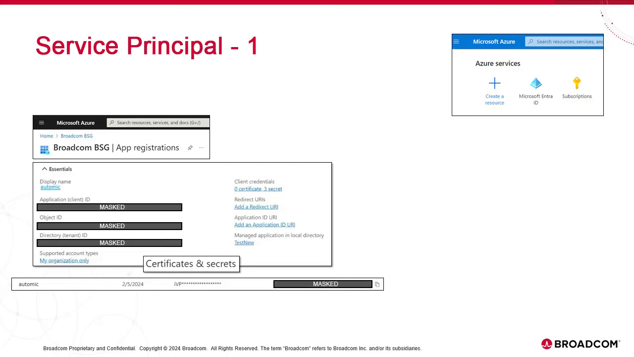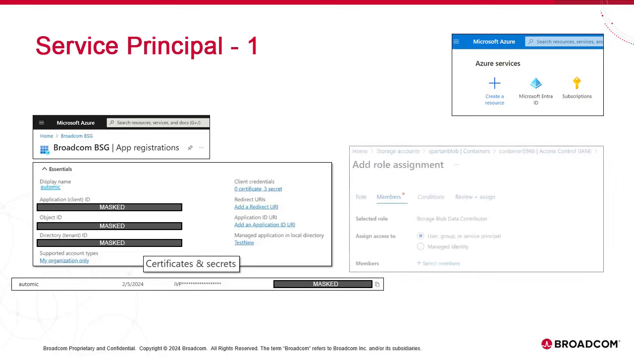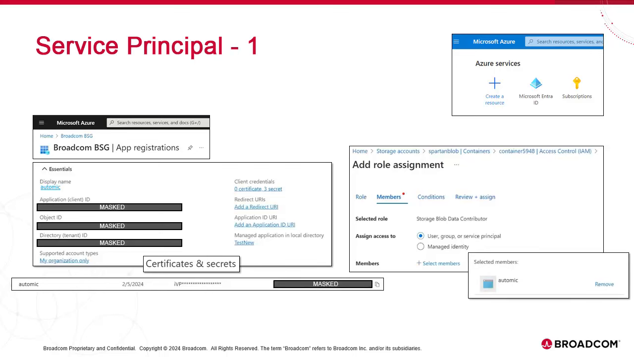Then we head to our storage account and select the container which Automic needs to reach. We add a role assignment, select the service principal Automic we created earlier, and give it the storage blob data contributor role. This allows Automic to execute tasks on the container's blobs, download, delete, and so forth. Make sure you always assign the most appropriate role, one that provides sufficient but not excessive privileges. For example, if you need to read a blob, then the viewer role will be enough. There's no need to go beyond that.